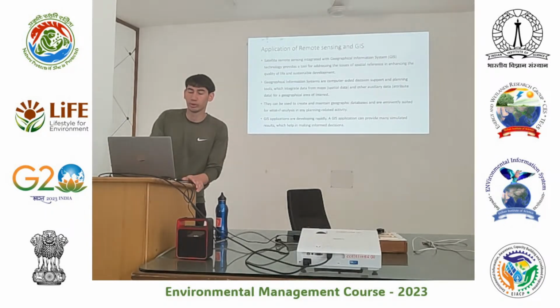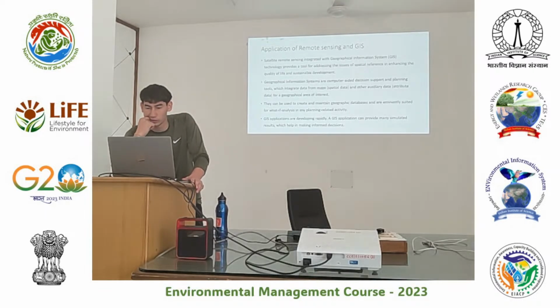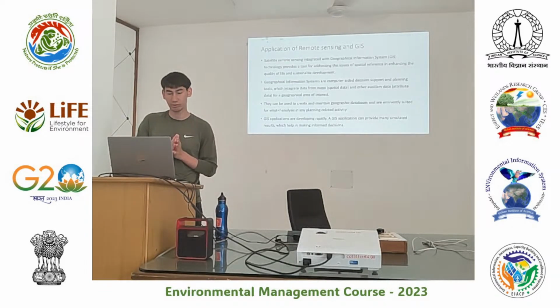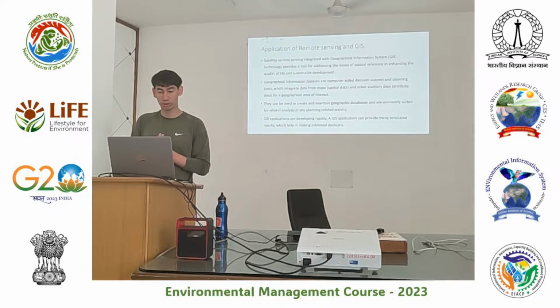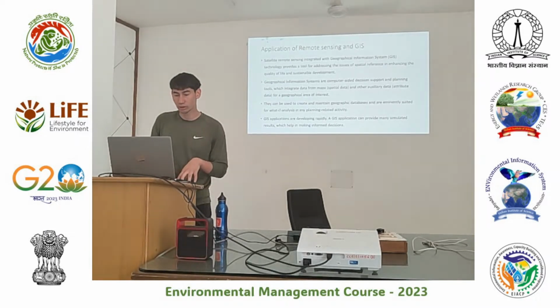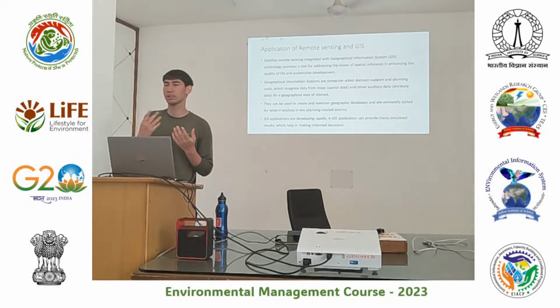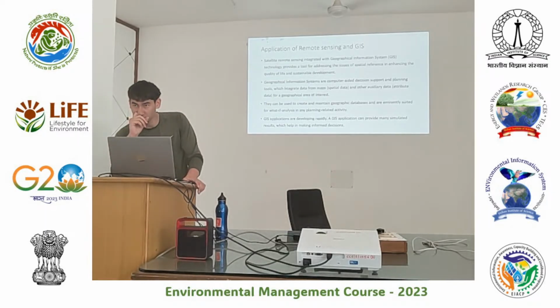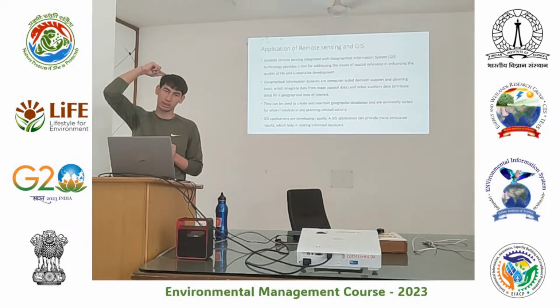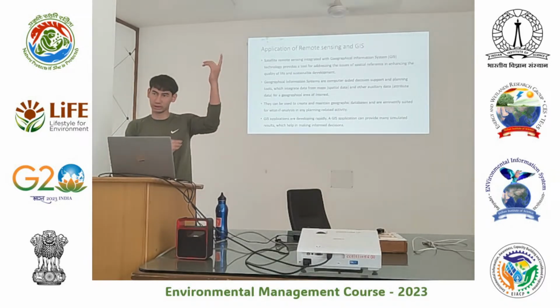So we move on to the next section, application of remote sensing and GIS. Satellite remote sensing integrated with geographical information system technology provides a tool for addressing the issue of spatial reference in enhancing the quality of life and sustainable development. So what is remote sensing? If something is sensed from afar, it is called remote sensing. Satellite remote sensing is when a satellite captures images from space daily.